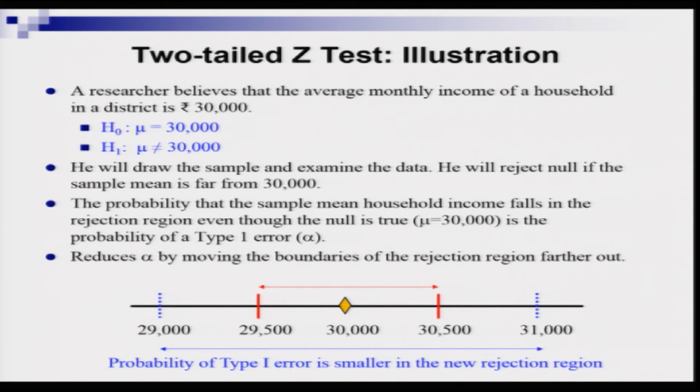So, he has actually widened the confidence interval, and basically he is now saying that the error margin has increased. If he does so, then he is reducing alpha, because the probability of type 1 error is smaller in the new rejection region, which is the values less than 29,000 and above 31,000. The chance of not rejecting the null hypothesis, or loosely speaking accepting the null hypothesis, has gone up, because the acceptance region has been widened.